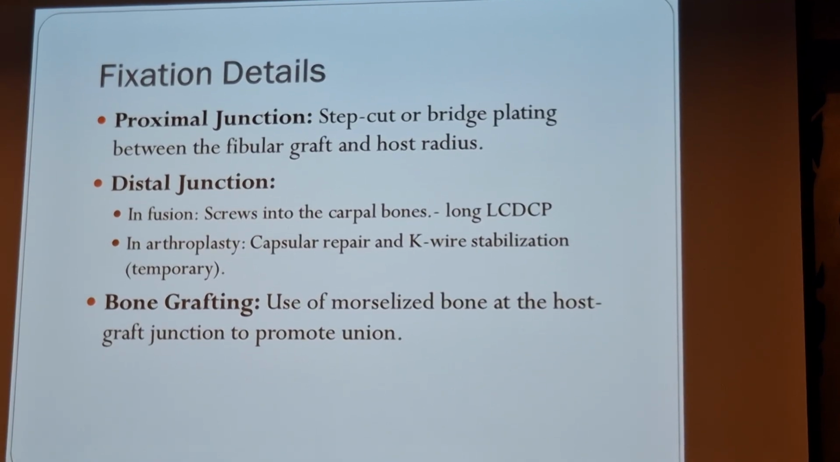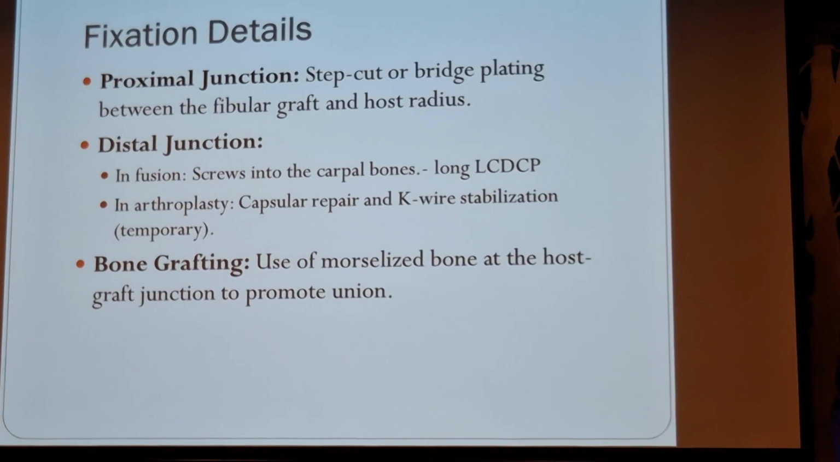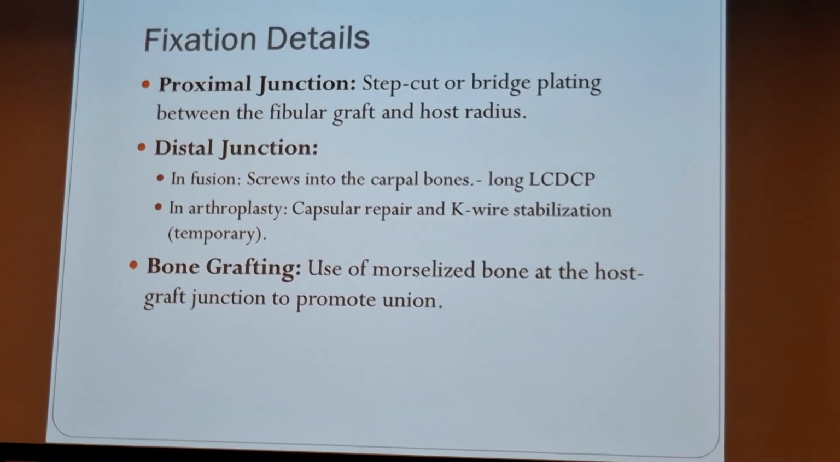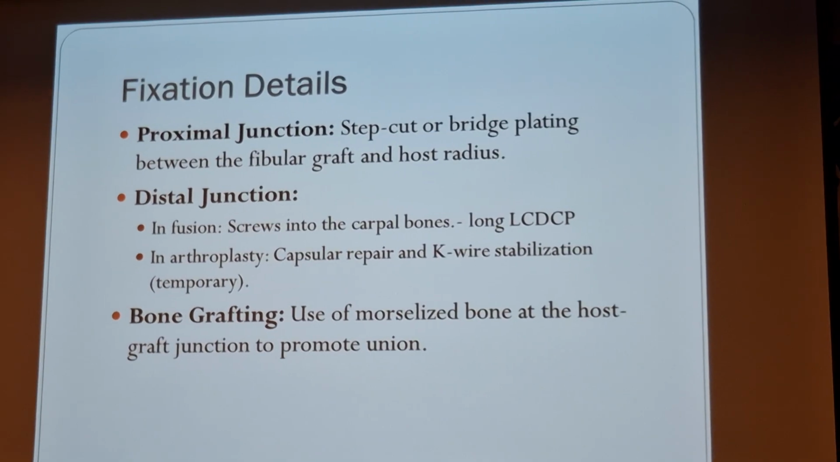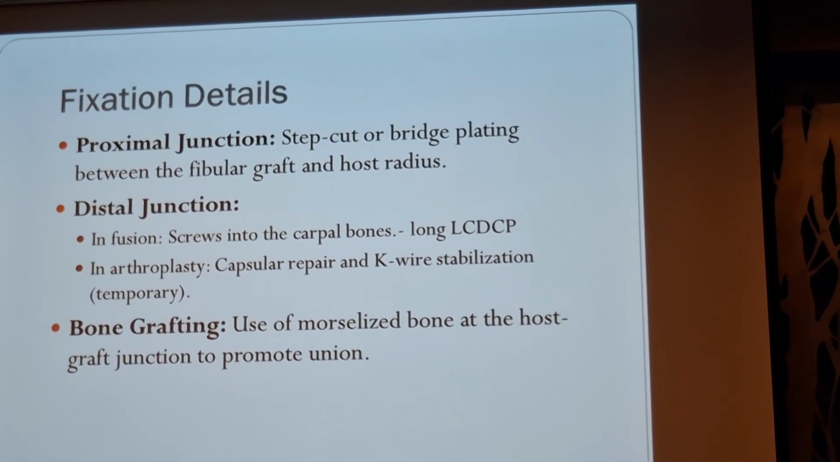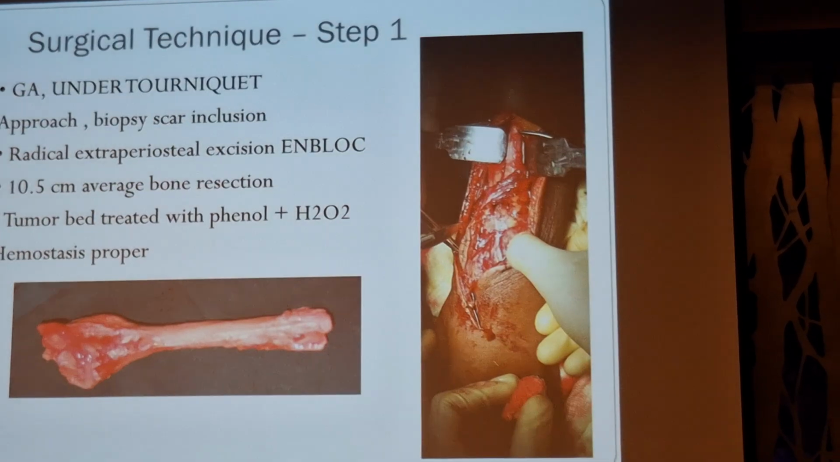The proximal junction fixation is done using a plate between the fibular graft and the host radius. For the distal junction, in case of fusion, either screw fixation or a long locking plate is advisable. In arthroplasty cases, capsular repair with K-wire stabilization is necessary, and bone grafting in all cases is done.